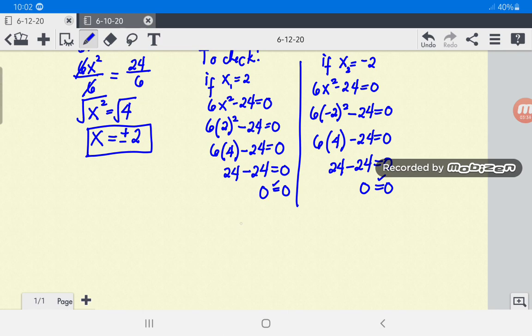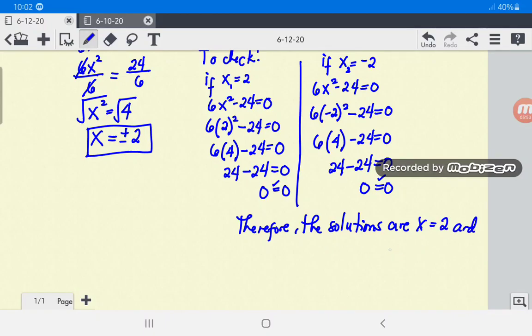Therefore, the solutions are positive 2 and negative 2. That's it.